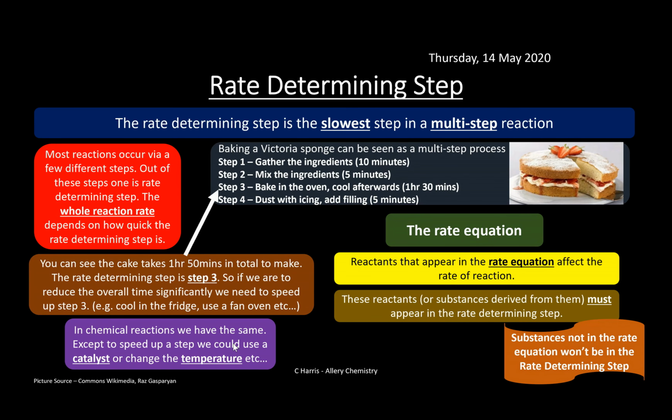Okay, substances not in the rate equation won't be in the rate determining step. So anything that isn't in there won't appear in there. So that's the golden rule. Make sure you remember that.